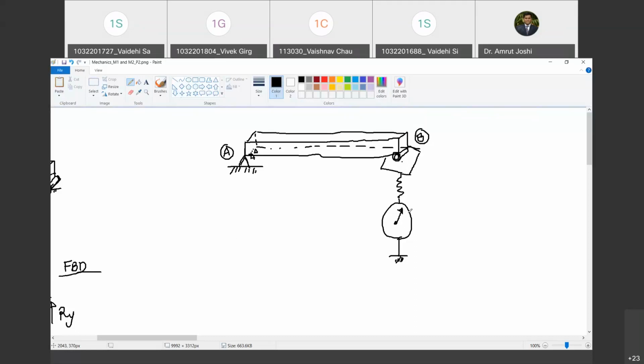Yes, sir. Now tell me, when there is no external load at all, only beam is there and it is resting in this position, what should be this reading? Should it be 0? Yes, sir. No. It won't be 0 because this beam has its own weight. Do you agree with me? Yes, sir.